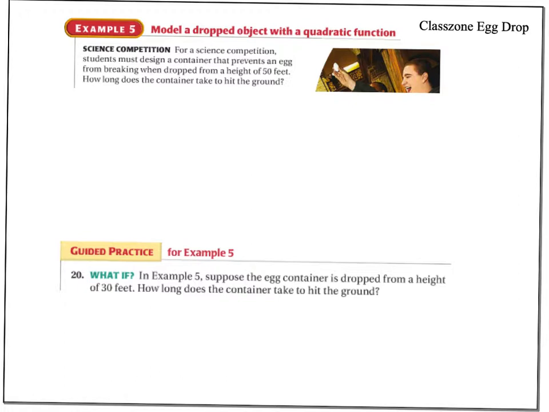And so again, the instant you see something is being dropped, you need to think vertical motion model, and you write it down. So h equals negative 16t squared plus h naught. And fill in what you know. If you're looking for how long the container takes to hit the ground, the thing we are looking for is t. The initial height it is dropped from is 50, so I'm going to fill that in because I know I started 50 feet high, and fill in everything else.